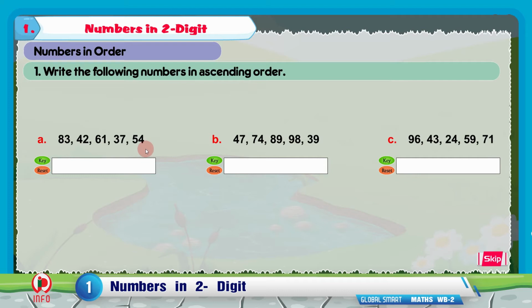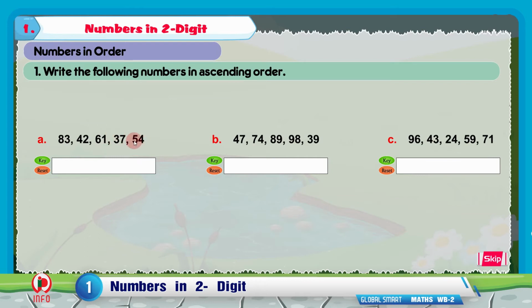We have to identify the smaller number first and write the smaller number and then the greater number. Smaller number to greater number is the ascending order. Now A. Here the numbers given are all 2-digit numbers. So first we have to compare the numbers in tens place.